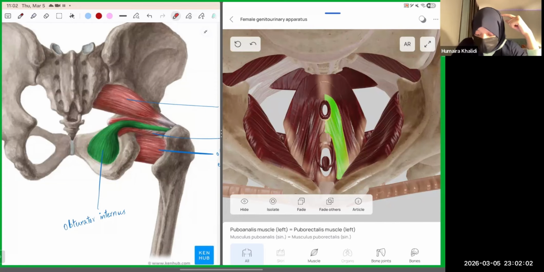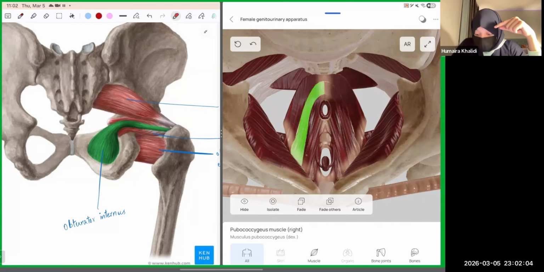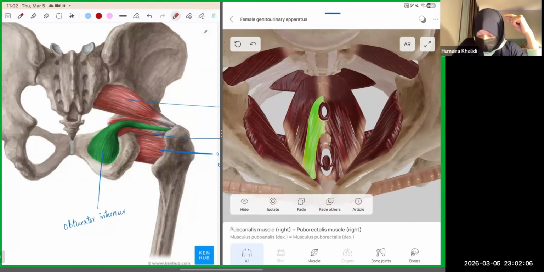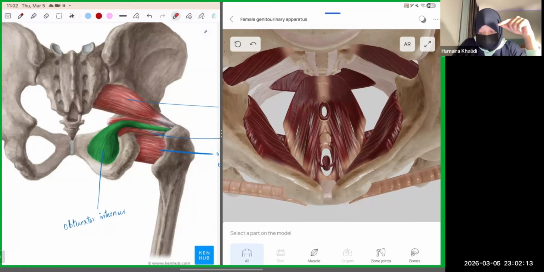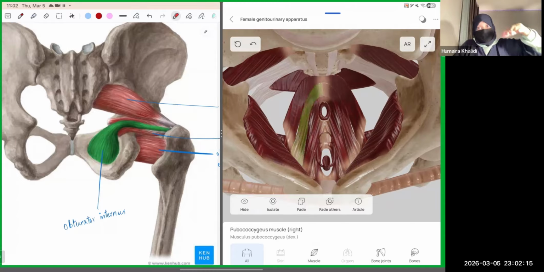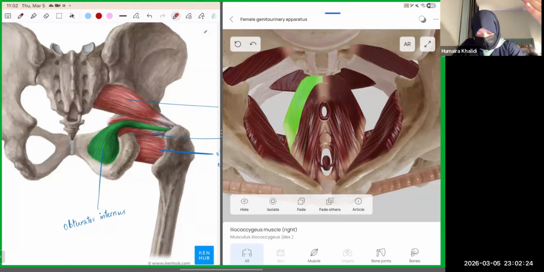Now the next one, this one extends from the coccyx to the pubis. So it's attached to the pubis and it goes down and attaches to the coccyx. So what's it going to be called? Pubococcygeus. Simple. And then this one is getting connected from the ileum.